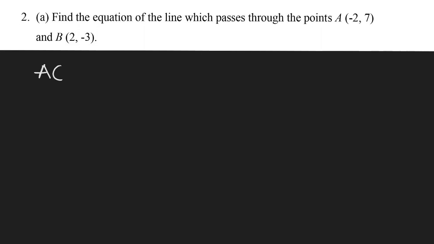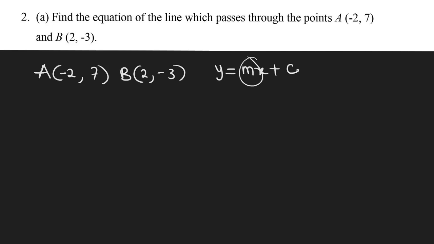We have minus 2 and we have 7. Then B, we have 2 and minus 3. So remember that a linear equation is always in the form of y equals mx plus c, where m is usually the gradient and c is usually the constant, right? So now in this case, we should note that this first one, this minus 2, is usually the x1, and this is the y1.